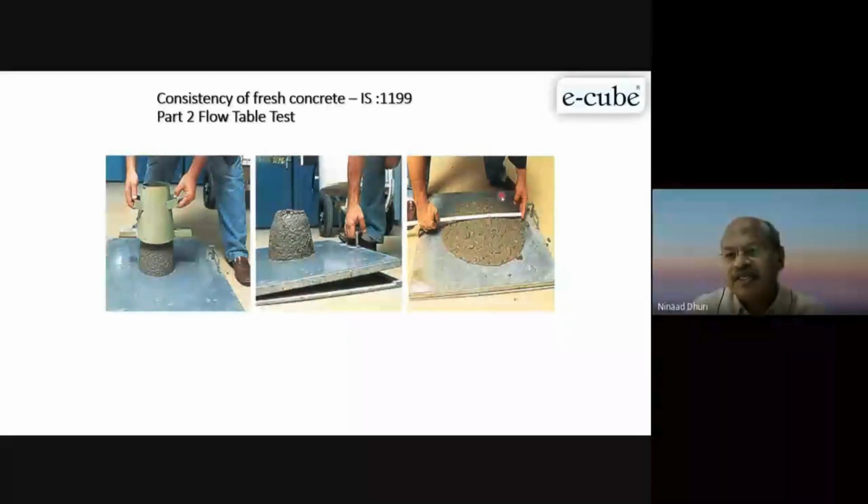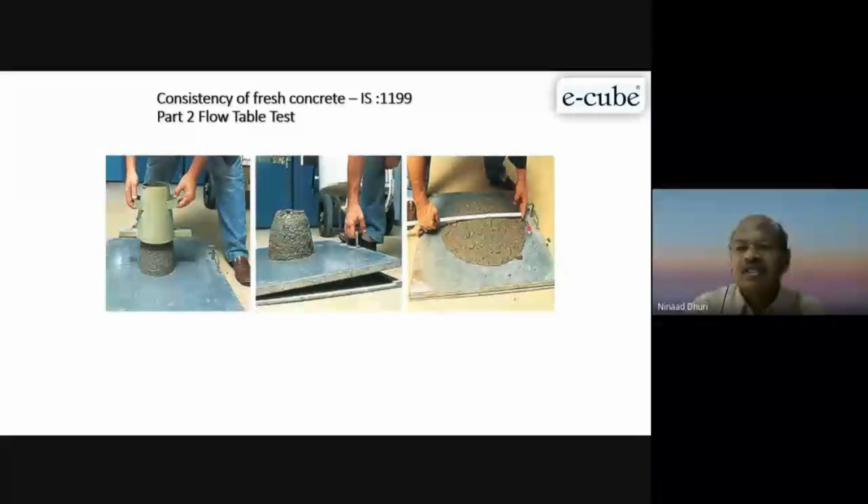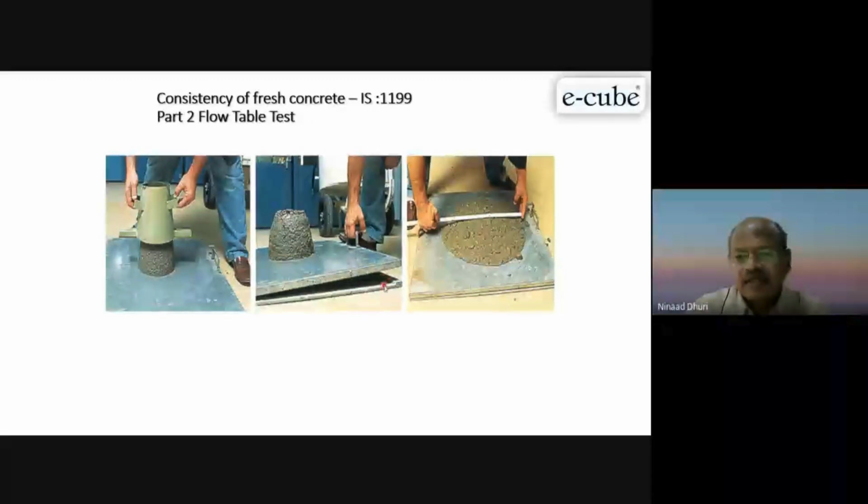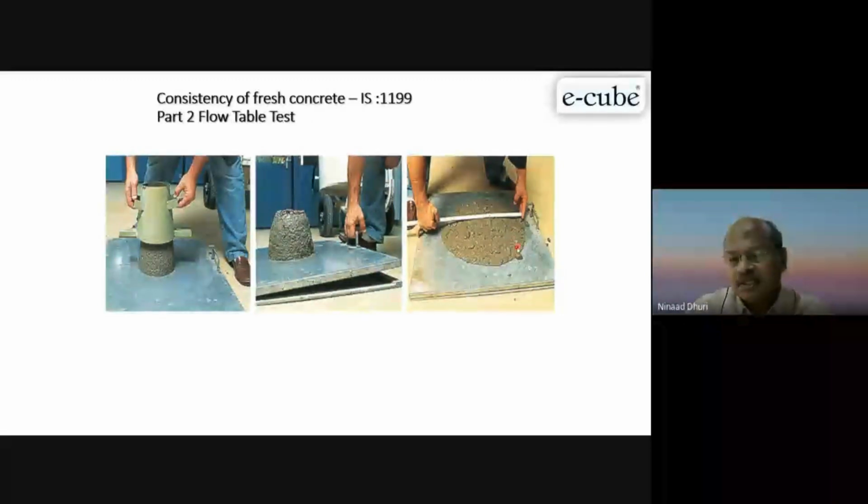Now see the spread here, there is no bleeding, nothing, but concrete is there. So once you get this concrete and vibrate, you will get this concrete. So there is no bleeding, no segregation. Such a good concrete is required.